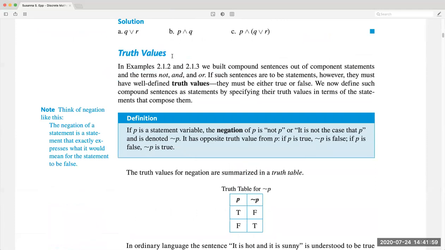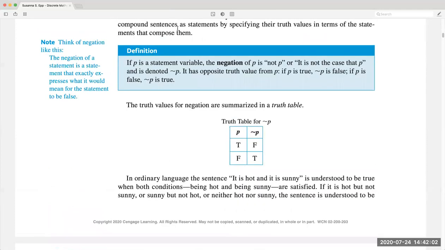Truth value, they're either true or false. And sometimes we use 1 to represent true and 0 to represent false. Just like in physics, if you still remember, we use the 1 to represent true and then F to represent false.